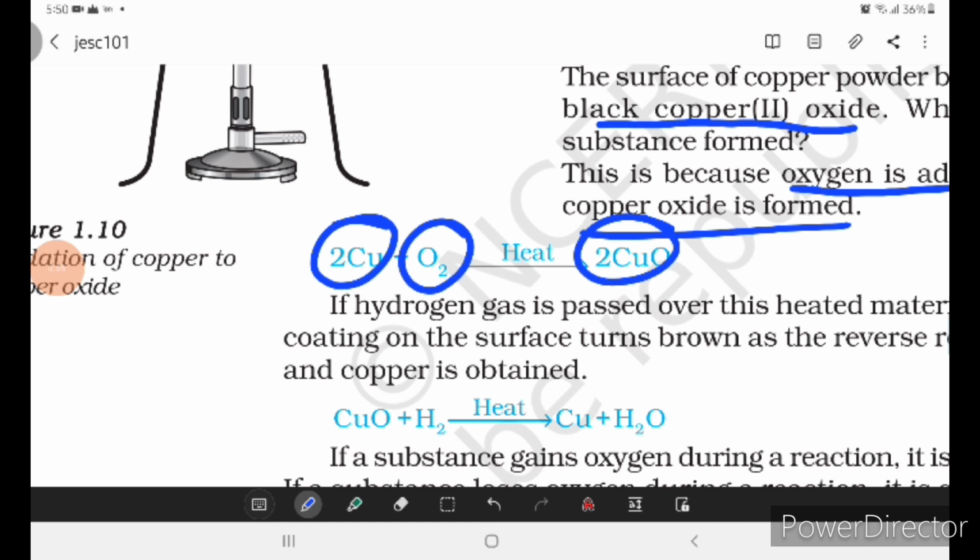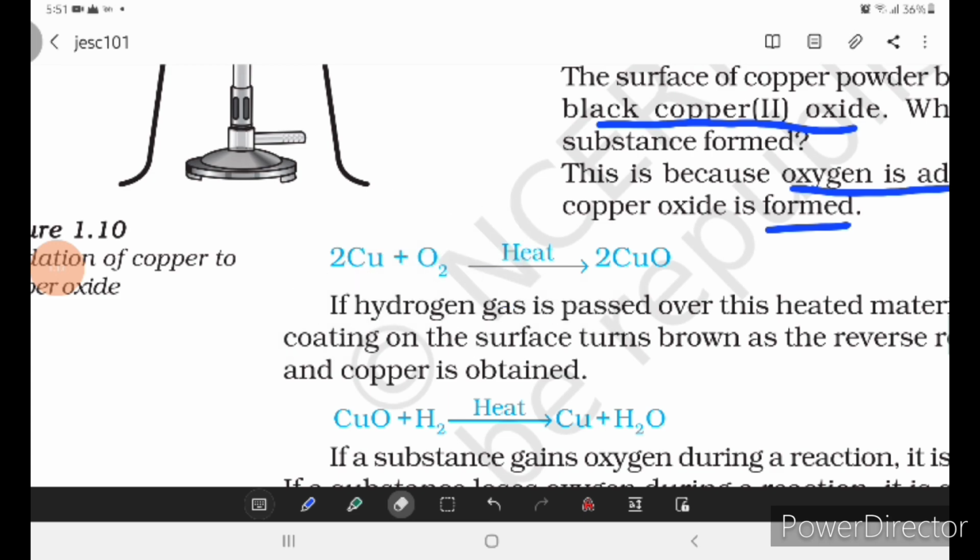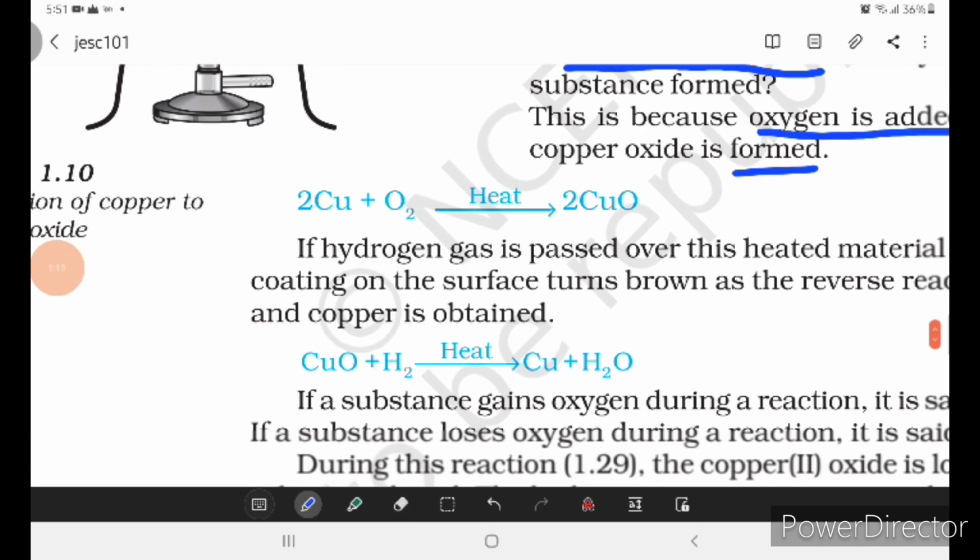Can you say which type of reaction it is among the four discussed reactions? Yes, it is a combination reaction, because two or more reactants are giving only one product in the presence of heat. So is it an endothermic reaction or exothermic reaction? It is an endothermic reaction. Clear? We are perfect about our previous knowledge.